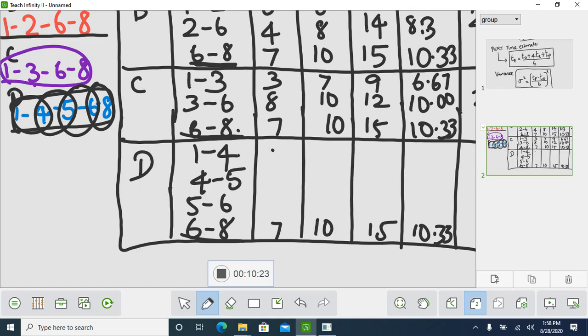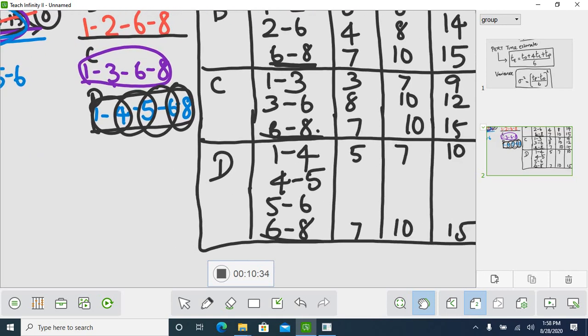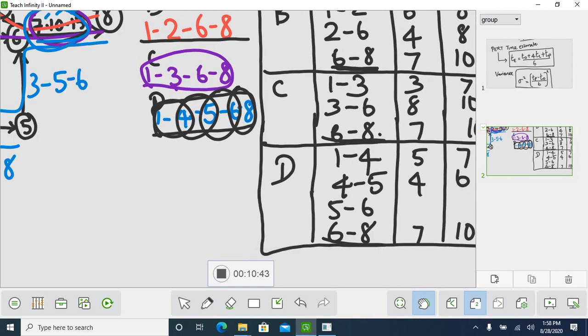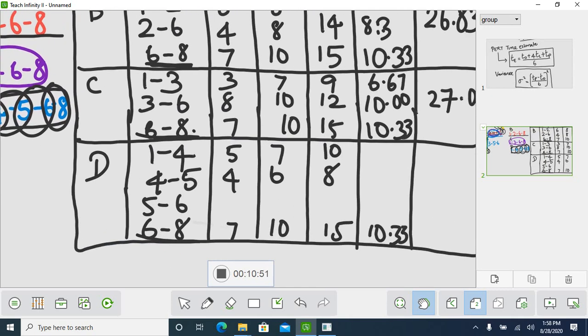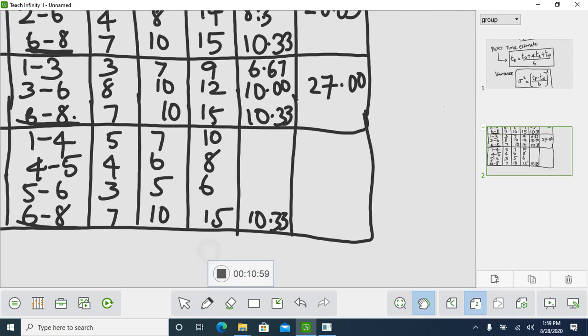We have 5, 7, 10. So 4 to 5, what did we have? 4 to 5 we have 4, 6, 8. Next, 5 to 6 we have 3, 5, 6. So using the formula, calculate and tell me 1 to 4, 4 to 5, 5 to 6.